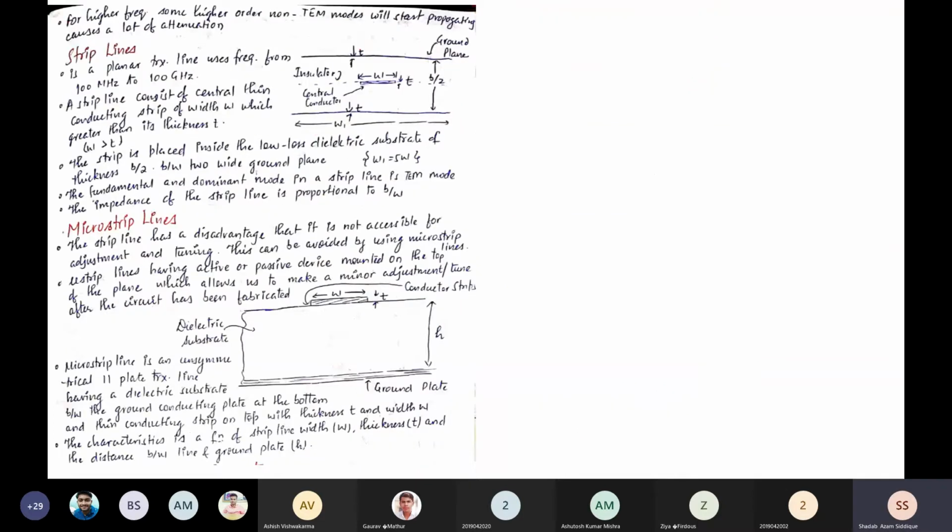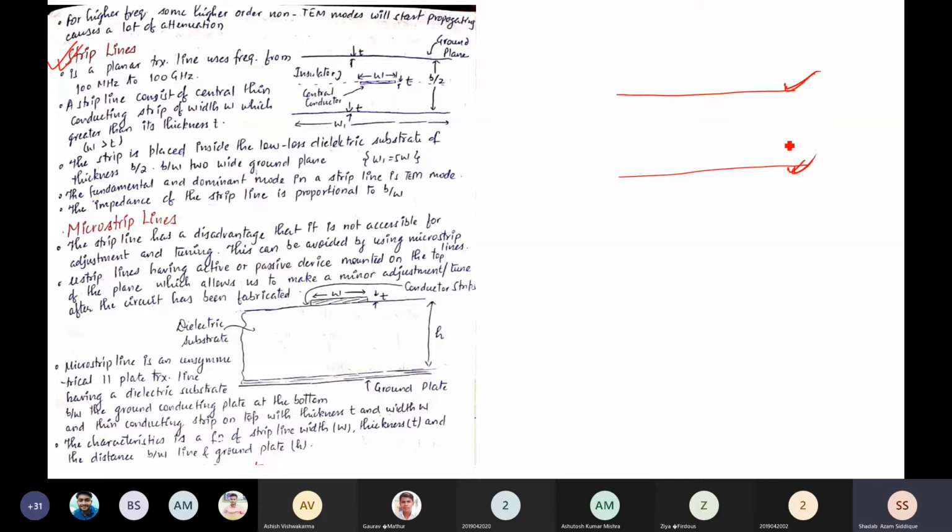The second one is the strip line. This is one of the structures for the strip line, which is shown here. This is the ground planes for the strip line: the first ground plane, the upper ground plane, and this is the lower ground plane.